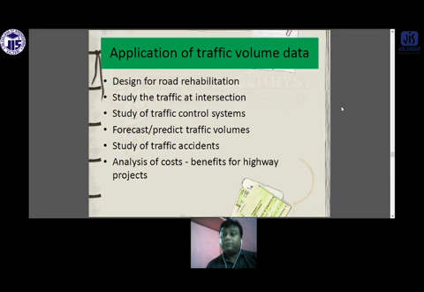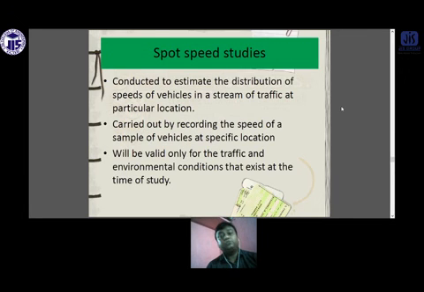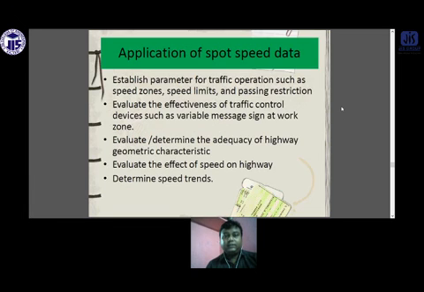Then the application of the traffic volume is as discussed. In spot speed, the speed is also one of the important parameters we need to insert in our planning report. Speed and traffic volume are related to each other. If the volume is more, the speed will be less. If the volume is less, the speed will be more. So they are inversely proportional to each other.